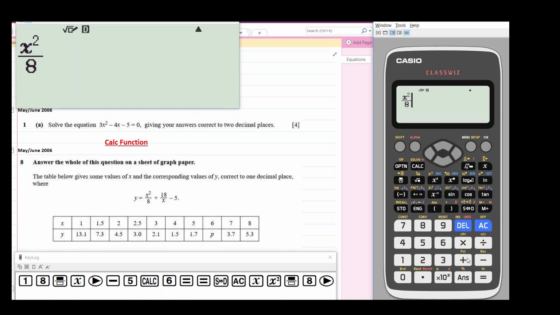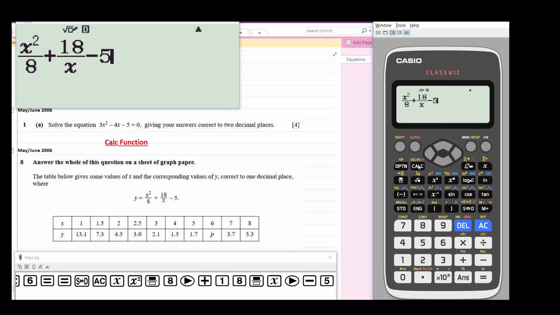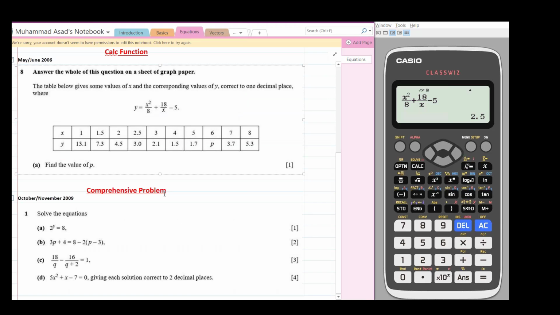Plus 18 over x minus 5. Now press the calculate button and enter the value of x where you want to evaluate. So x is 6, and you are getting 5 over 2. If you press this S-D button, you will get 2.5. Okay, so let's move to another.